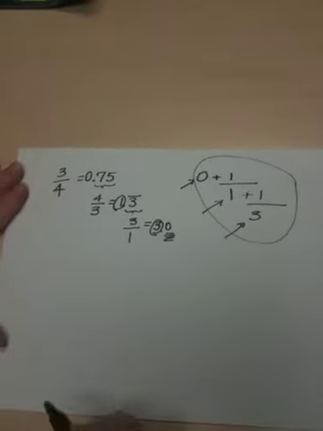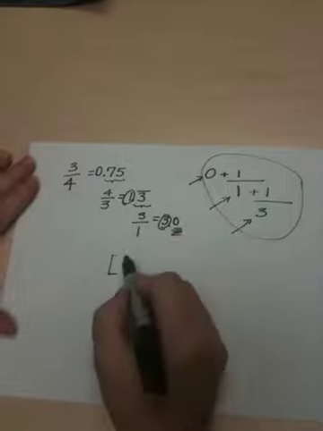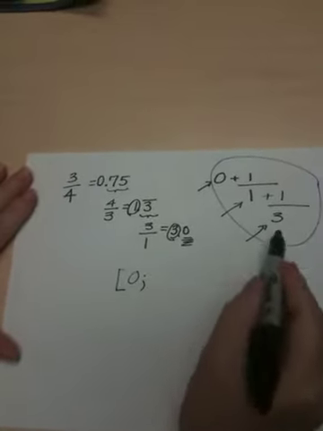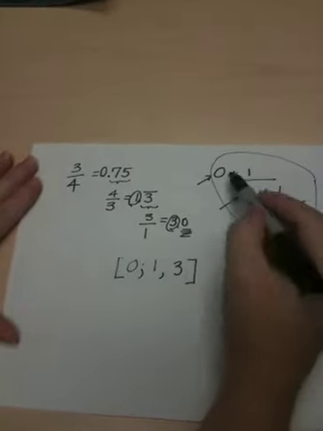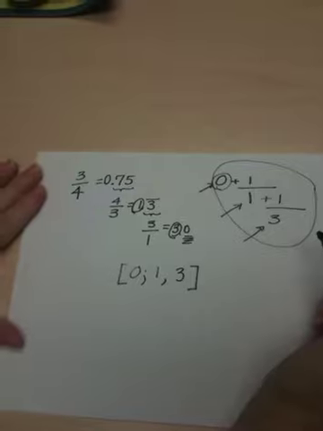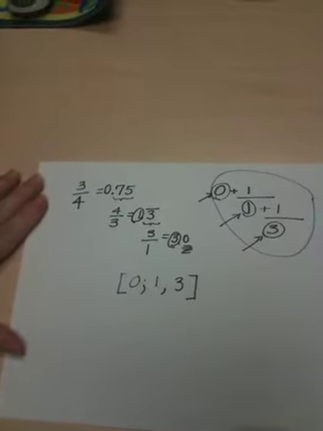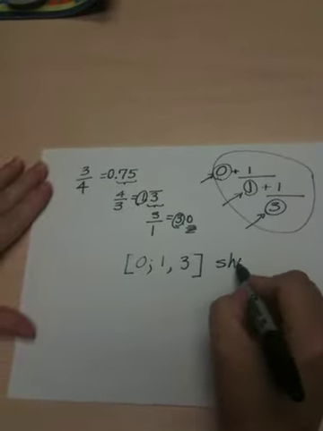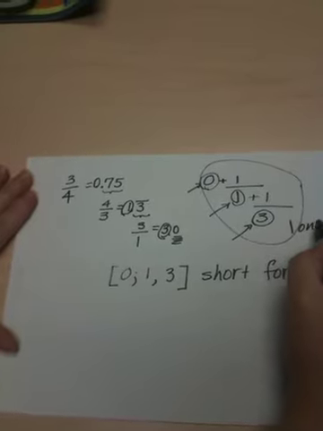If we were to write that in short form, we would use a square bracket. 0 is our leading whole number, and then my interim A's are 1 and 3. So it's recording your first whole number and then the other parts that we write the continued fraction with, and that's called the short form. I guess that would make this the long form.